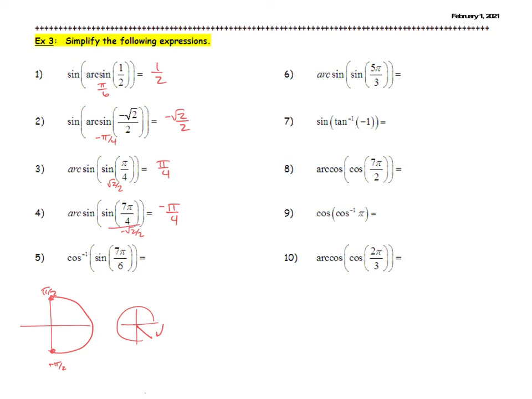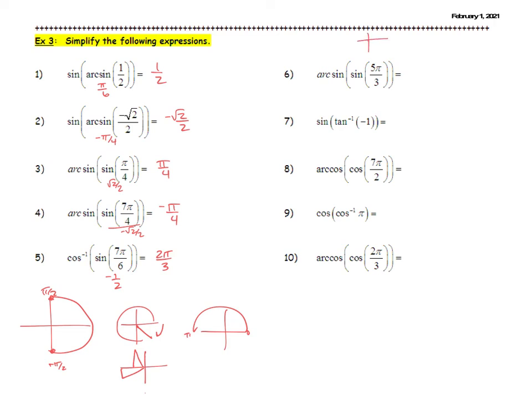Sine of 7 pi over 6. 7 pi over 6, of course, is right here. The sine of that is negative a half. And then the inverse cosine of negative a half, that's going to be at 2 pi over 3. Remember, for cosine, you have to be between 0 and pi. For inverse cosine, sorry.